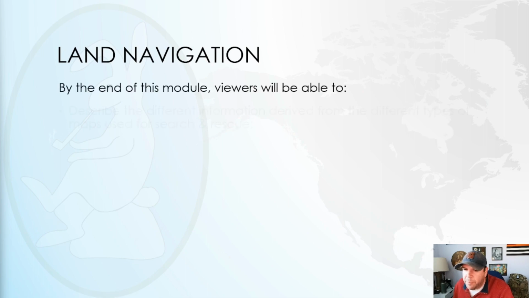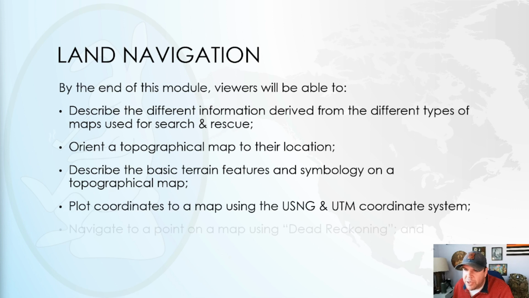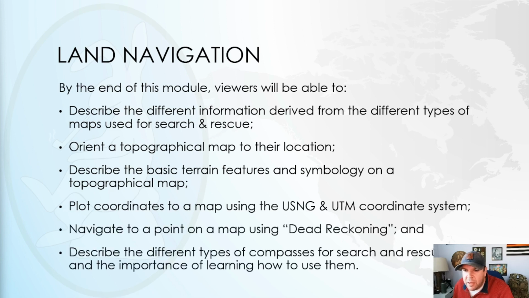So by the end of this module, we have a number of objectives we want to get you guys to. Describe the different information derived from the different types of maps used for search and rescue. We'll go through the process of orienting a topographical map to your location. We'll talk about some of the basic terrain features and symbology on a topographic map.